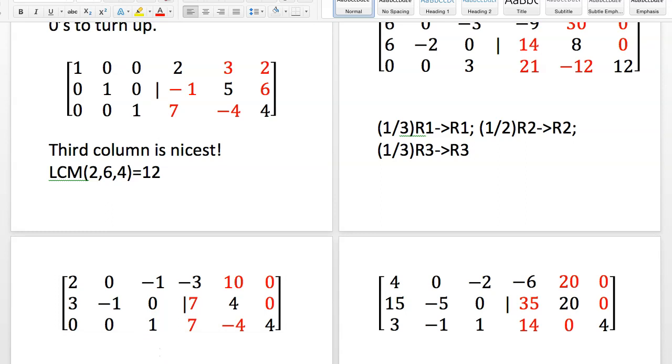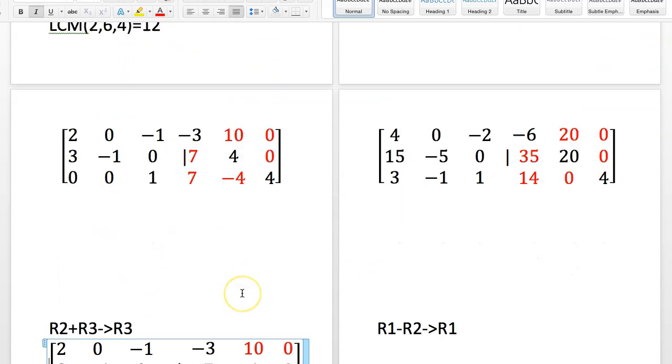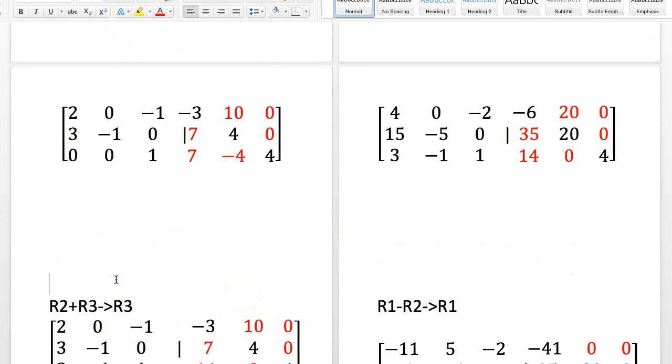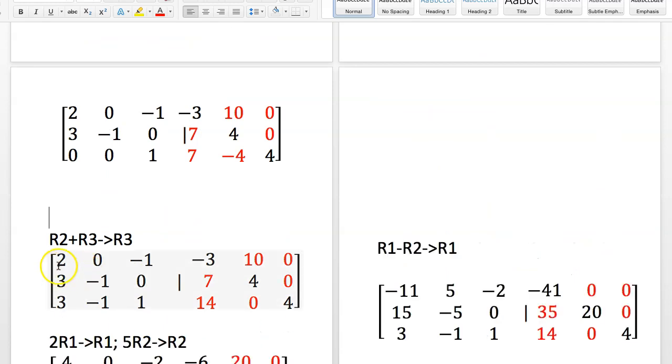Okay. Now, the next thing I want to do, my spacing got a little bad there. But now row 2 plus row 3, and I want to put it on row 3. Why am I doing this? I want this negative 4 to die. Notice I've taken care of this solution, column vector, not row vector, column vector. I've taken care of this last solution, column vector. I've got my zeros here and here.